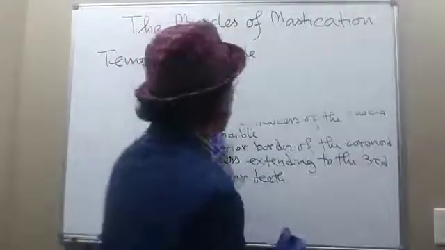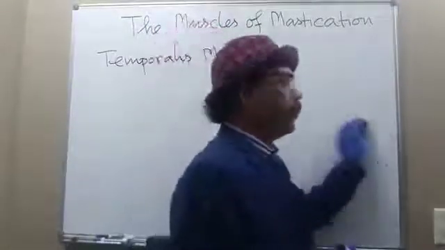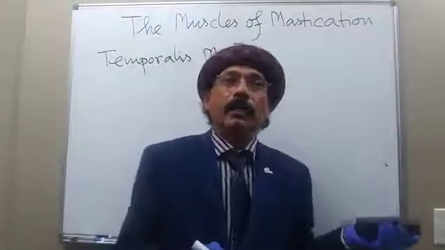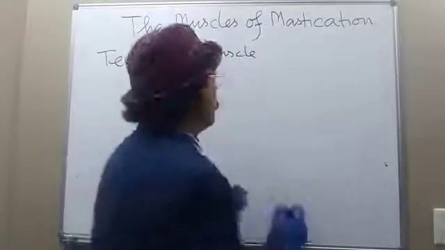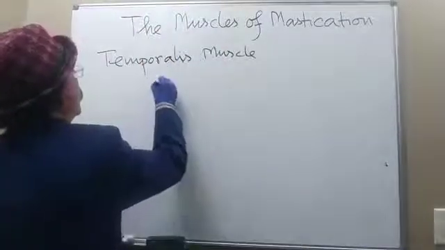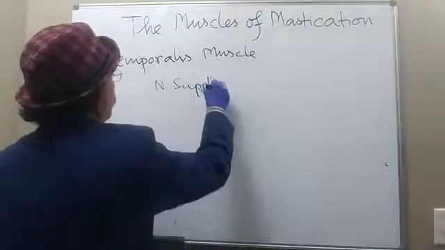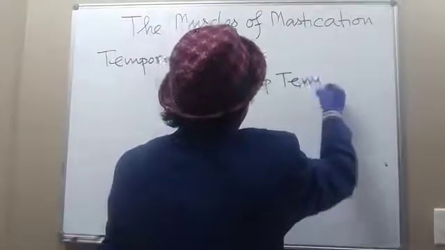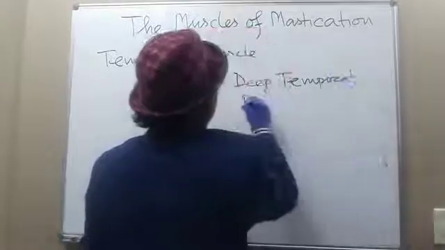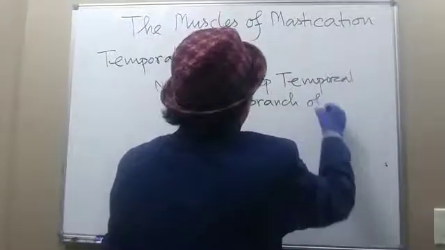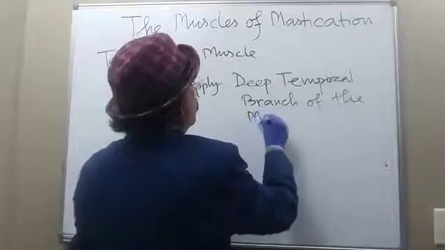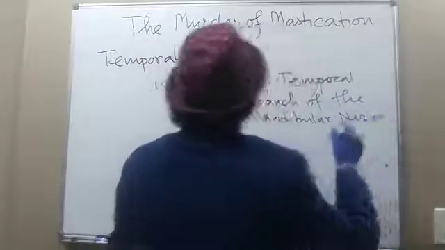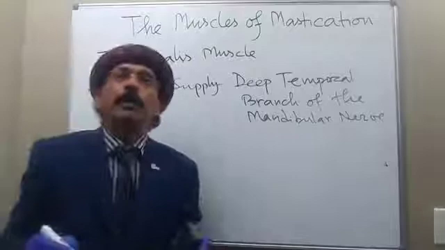Then we go to the nerve supply. All the muscles of mastication are innervated by the mandibular nerve. Here the nerve supply is from the deep temporal branch of the mandibular nerve. Now we got origin, insertion, nerve supply, and action.